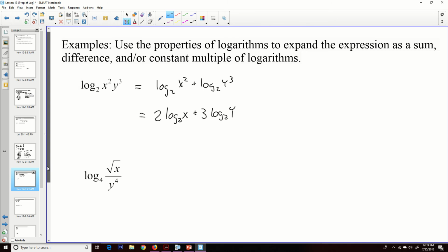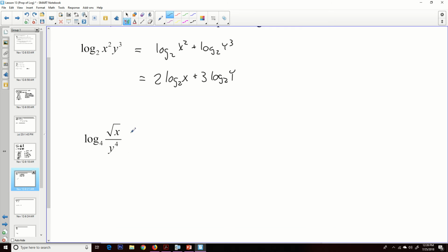Now we could do a similar expression with this one, but before we do that, I'm going to do one more step, and I'm going to say change your radical into a rational exponent. So we're going to rewrite this as log base 4 of x to the 1/2, the same as square root of x, over y to the 4th. Let's make sure we do that correctly. This is log base 4 of y to the 4th power.